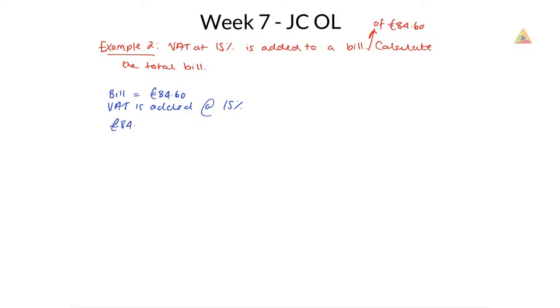So 84.60 multiplied by, I'm going to get the decimal, 0.15. If you put that into the calculator, you will get €12.69. So now what we need to do is add that onto the bill. So it's going to be 84.60 plus €12.69. When you put that into the calculator, you will get €99.29. So that's that one.